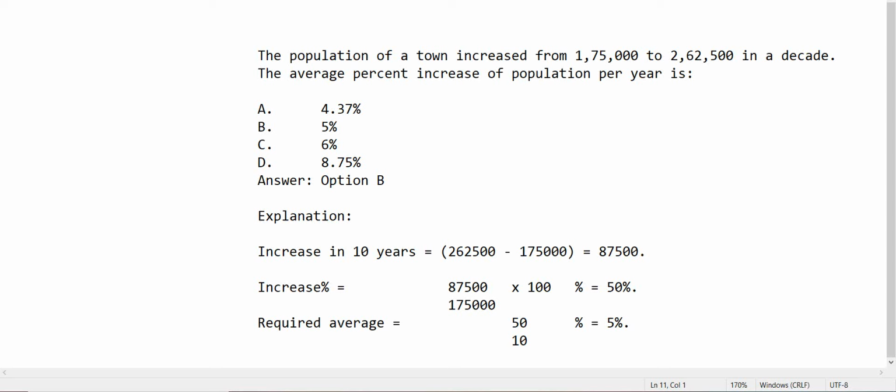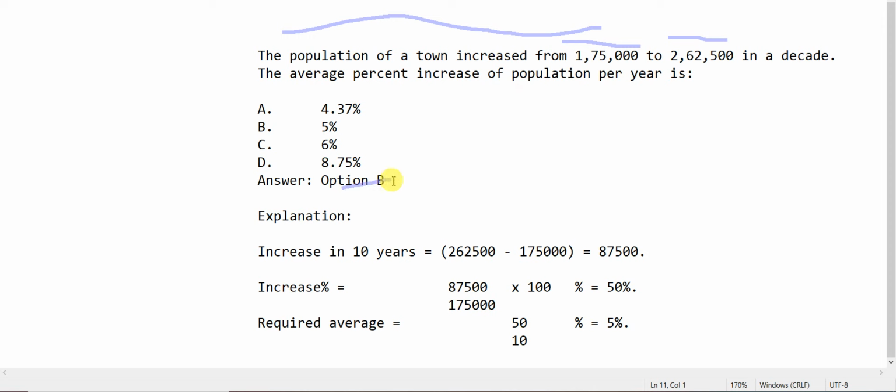This was the homework problem in percentage. The population of a town increased from 1,75,000 to 2,62,500 in a decade. The average percent increase of population per year is? So the answer is option B.